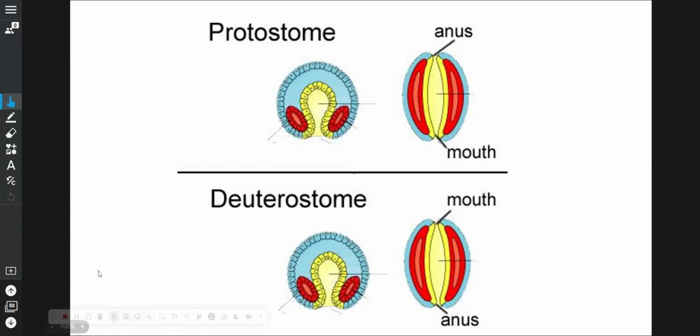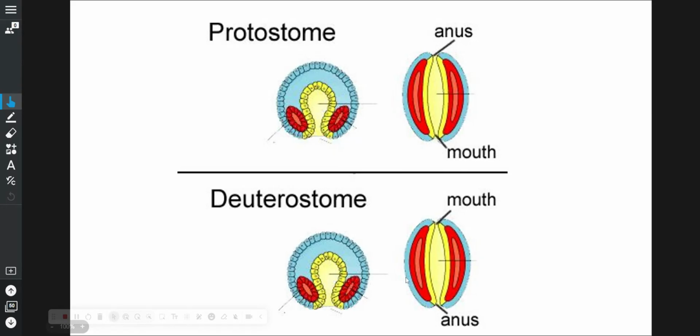Okay, so here's the picture again. Protostome means first mouth, so the opening forms here. That's going to be the mouth, and the anus forms second. And then on the bottom, the original opening here is what is going to be the anus, and the mouth forms second. So the deuterostomes are going to be a little more complex.